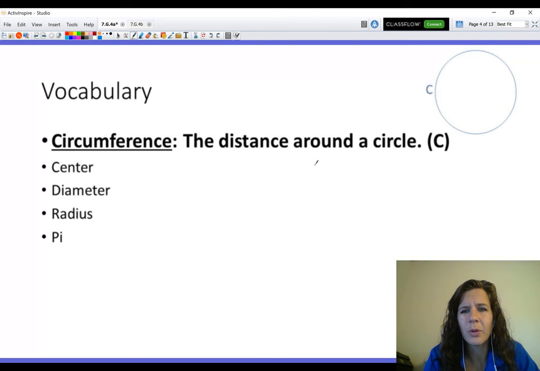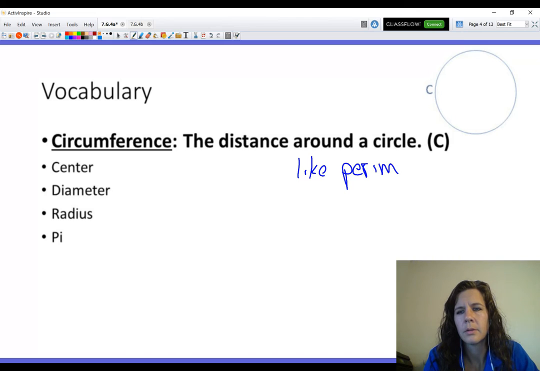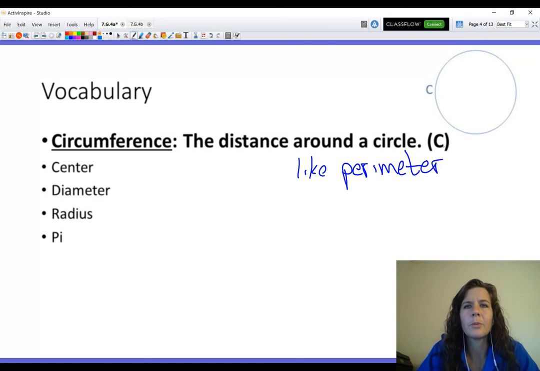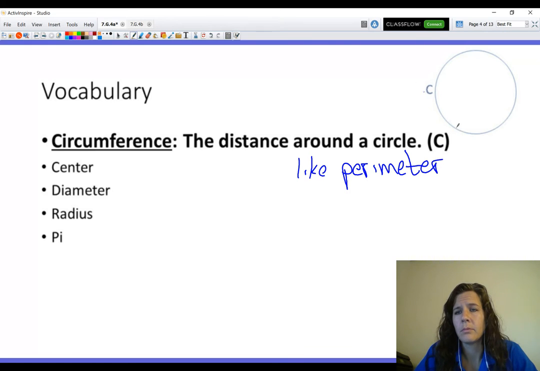It's kind of like perimeter, except perimeter is for polygons that have straight sides. A circle is not a polygon, so we call the distance around it circumference. And when we talk about it, we use a capital C to denote circumference.